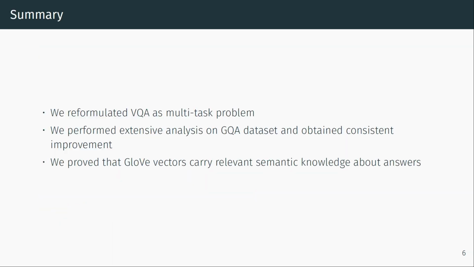So overall, we moved away from the traditional classification approach and reformulated VQA as a multitask problem with an additional regressive objective. Then we evaluated our method on the GQA dataset and got consistent improvement in accuracy. And finally, we demonstrated that GloVe vectors indeed carry relevant semantic information about answer words and that they can be used as a simple but effective source of external knowledge.